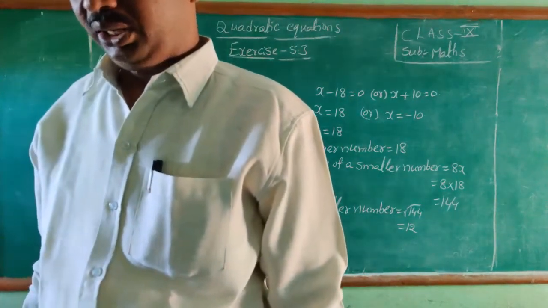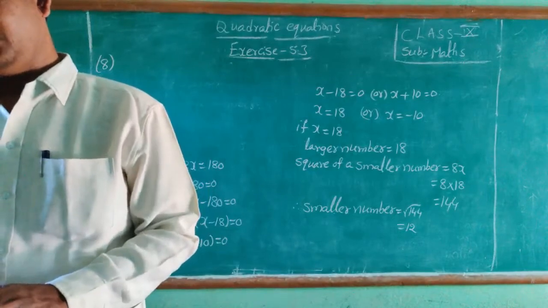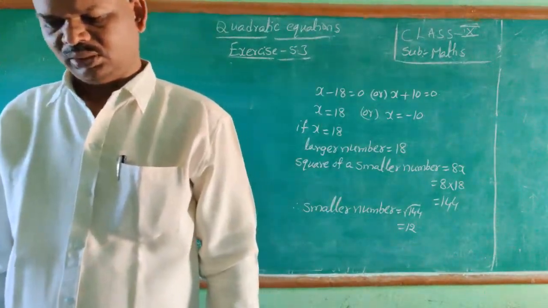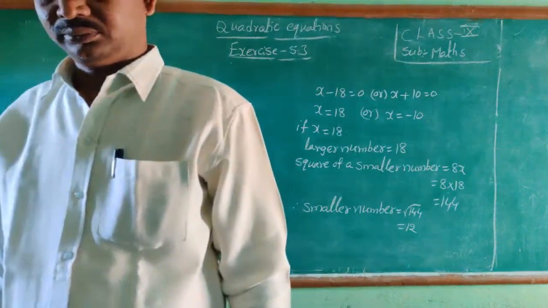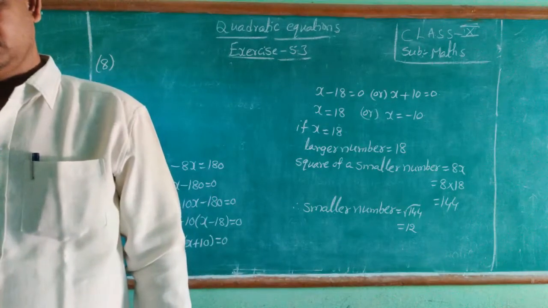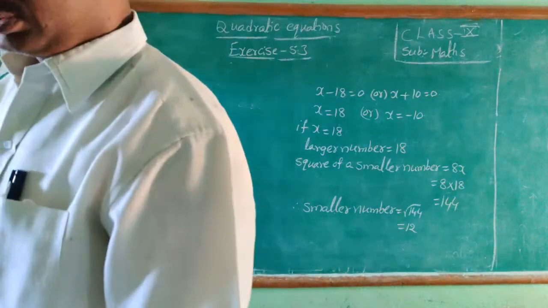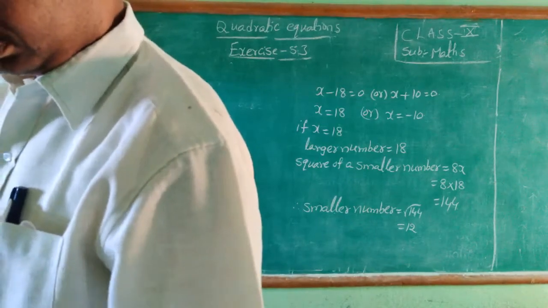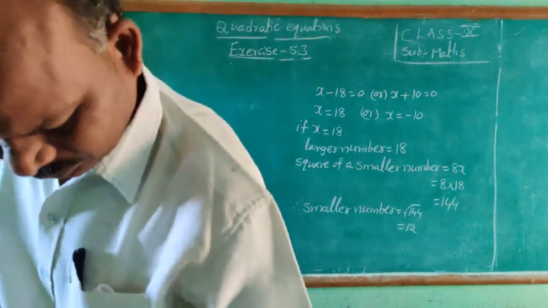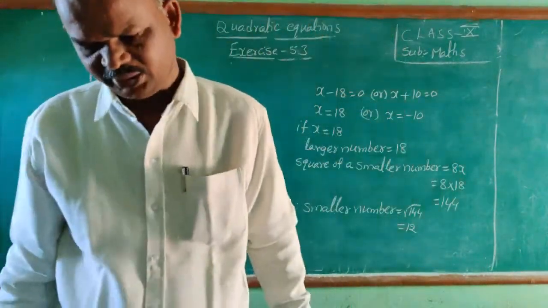If the speed had been 5 kilometer per hour more, it would have taken 1 hour less for the same journey. Find the speed of the train.